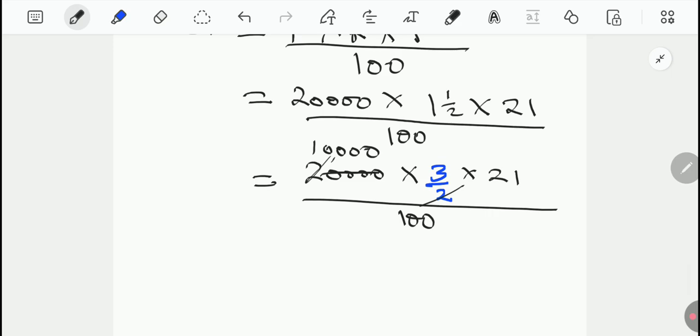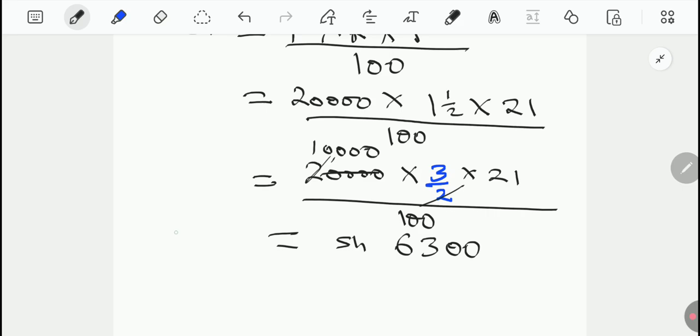10,000 times 3 times 21 divided by 100. What do we get? When I press into my calculator, I'm having shillings 6,300. If you have pressed very well, it's good.